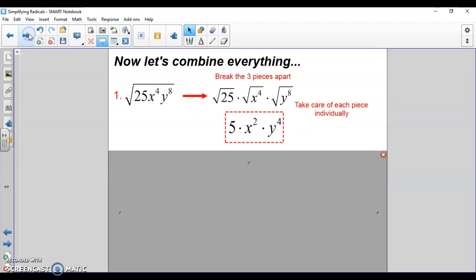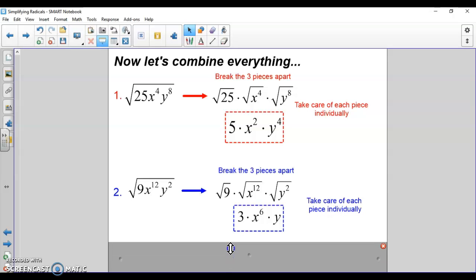Now, let's combine everything on these last couple. I got 6 more to go. We have square root of 25, x to the fourth, y to the eighth. First thing you do is break all the pieces apart. Square root of 25, square root of x to the fourth, square root of y to the eighth. Take care of each piece individually. Square root of 25 is just 5. Square root of x to the fourth, it's an even exponent, so cut it in half. X squared. Y to the eighth, even exponent, cut it in half. Y to the fourth. There's your answer.